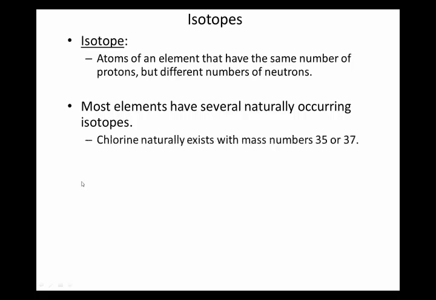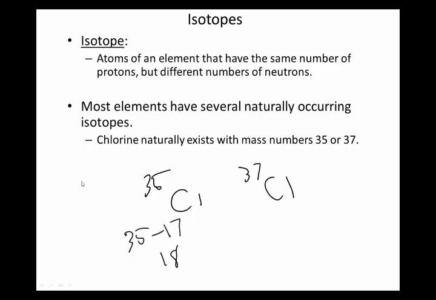For example, chlorine has chlorine-35 and chlorine-37, right? So chlorine-35, since chlorine has 17 protons, if you take 35 minus 17, the remaining must be neutrons, must be 18. And 37 minus 17 is, of course, 20. So this one has 18 neutrons, this one has 20 neutrons. So those are 2 different isotopes, and isotopes only differ by the number of neutrons.